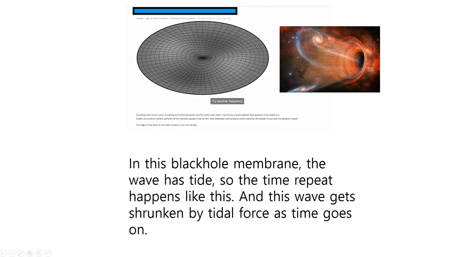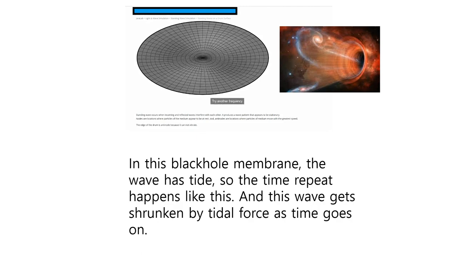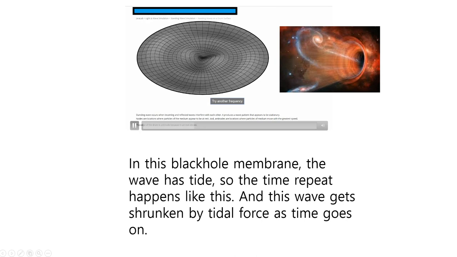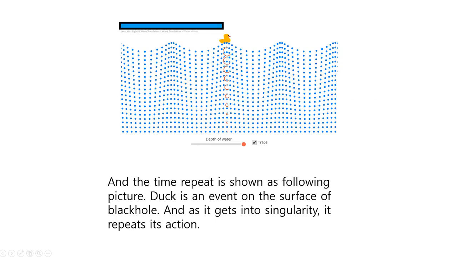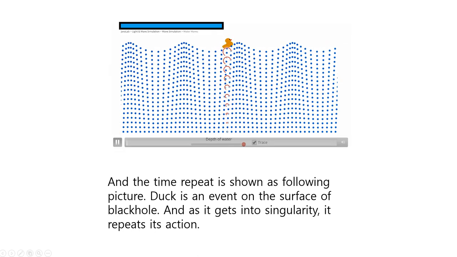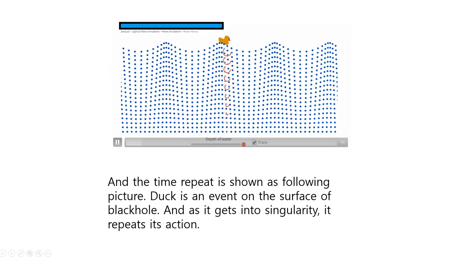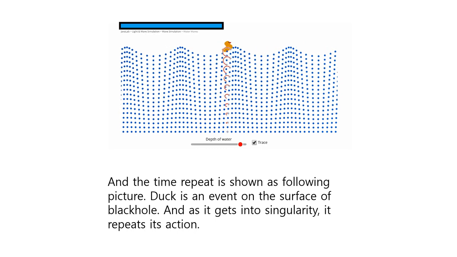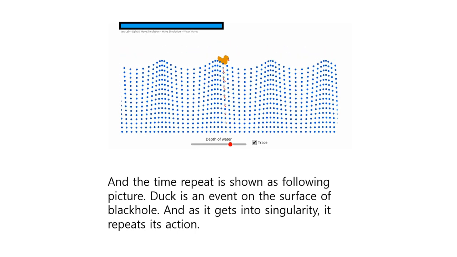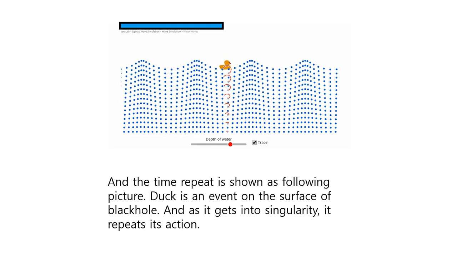In this black hole membrane, the wave has a tide, so the time repeat happens like this. And this wave gets shrunken by tidal force as time goes on. And the time repeat is shown in the following picture. Dark is an event on the surface of the black hole, and as it gets into the singularity, it repeats its action.